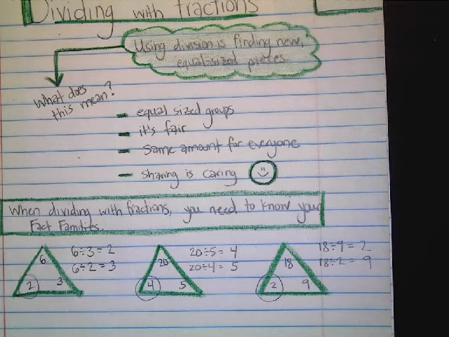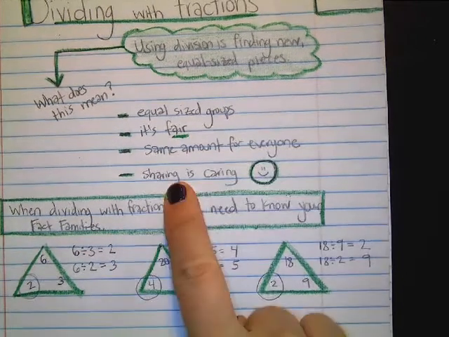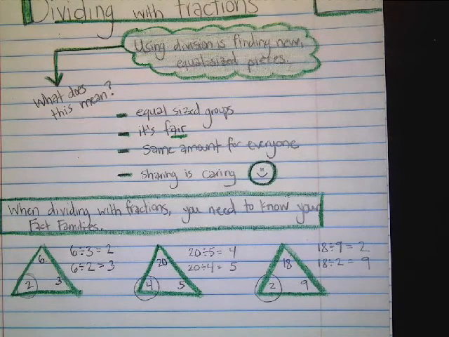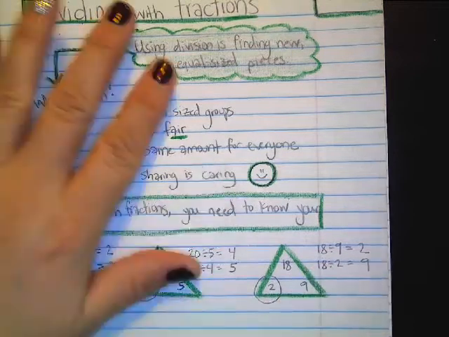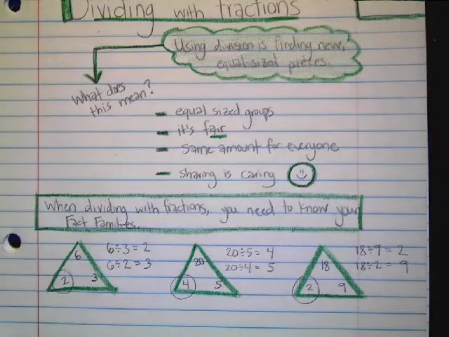Okay, so to make something fair, we have to share. Think about dealing out cards. Fair share means everybody gets the same amount of cards, right? So let me give you an example of a situation when that would be a little more difficult. Because we've just dealt with whole numbers, let me give you an example of when dividing with fractions would become a little more difficult.